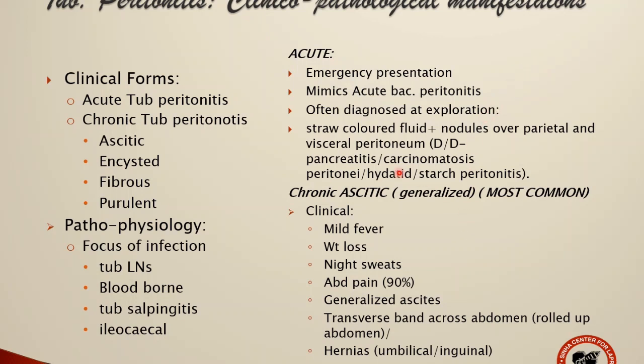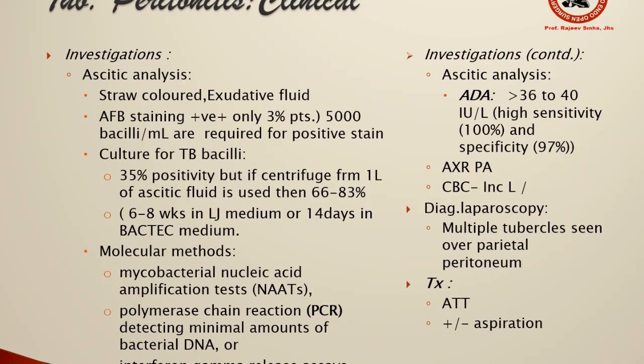But the most common is the chronic ascitic form, which is a generalized form, where you have all features of tuberculosis: mild fever, weight loss, night sweats, abdominal pain. Generalized ascites can be elicited, and you can also find a transverse band. On percussion, you can either palpate or percuss a transverse band across the abdomen, which is nothing but rolled up omentum, and first-time appearing hernias at the umbilical or inguinal region in patients who never had them earlier.